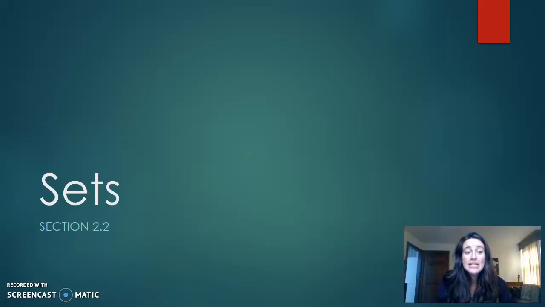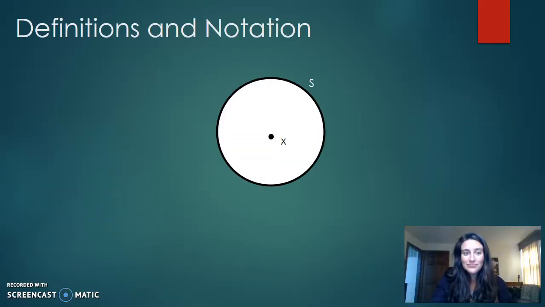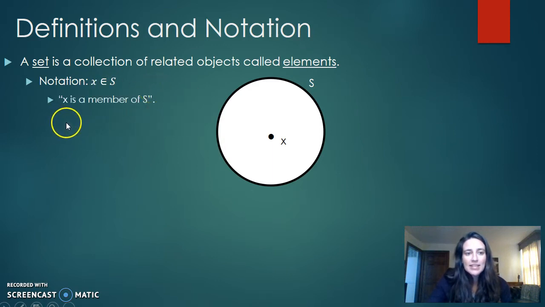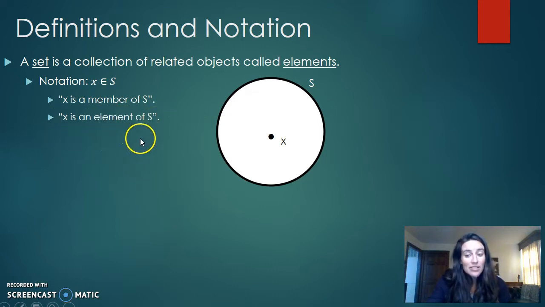Section 2.2 is all about sets. A set is a collection of related objects called elements. And when you see this notation, you can read it one of three ways. You can say x is a member of S. You can say x is an element of S. Or you can simply say x is in S.